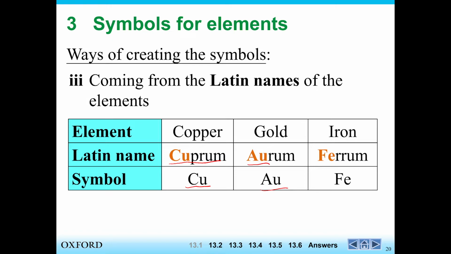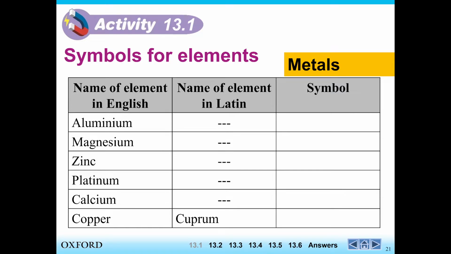Now, you may ask, sir, how do I know in which situations I'm going to use the Latin name for the symbol, or the first letter, second letter? To be honest, there's not really a particular way to know. The best way is to memorize them. But don't worry, if you take chemistry in senior form, you'll always be given the periodic table. But in our exam, I'm going to have you memorize them. Let's try it out here.